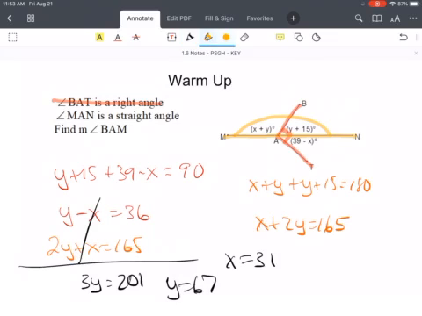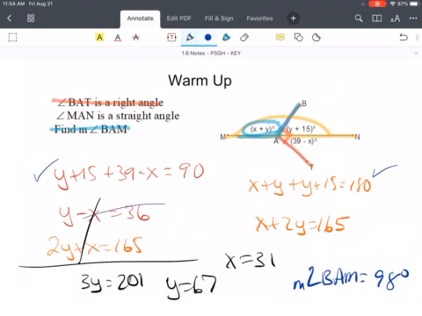Then we have to go back and answer the geometry question of what is angle BAM. And angle BAM is x and y added together. So that would tell us that angle BAM is 98 degrees. So notice how the beginning part of setting up the equation is the geometry part of reading the diagram. And the middle part of actually solving is the algebra part, that is a review from your previous classes, and then again going back in and solving the geometry portion.